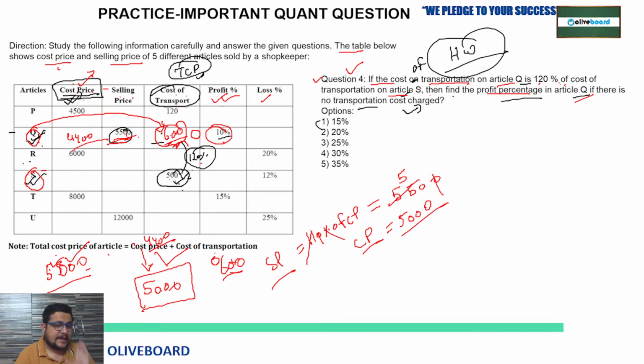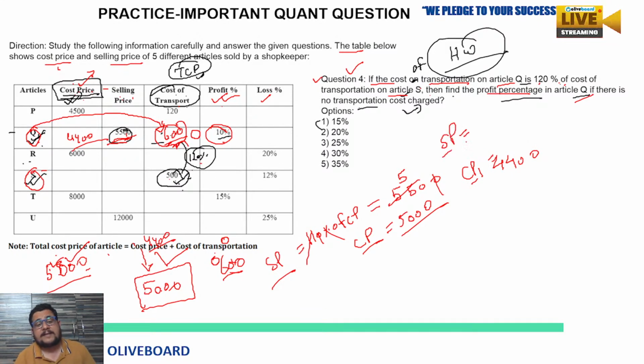Now just apply the case which they are asking you. Find the profit percent in article Q if there is no transportation cost charge. So just consider it 0. So the total cost price is going to be 4,400. This is the new cost price. Are you getting my point, everyone? So what is the selling price?